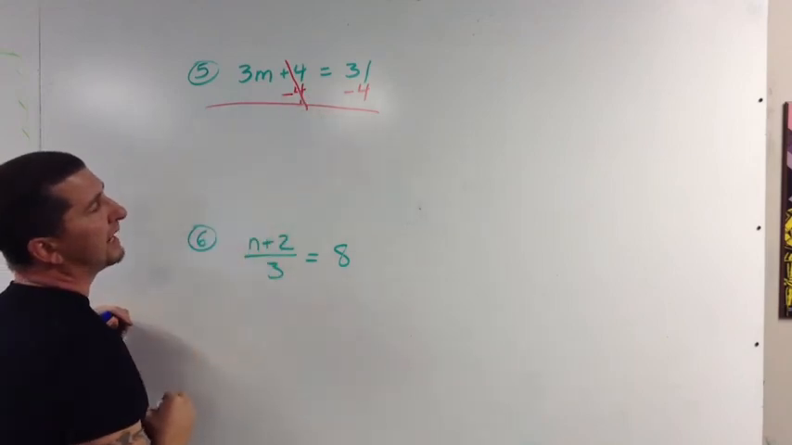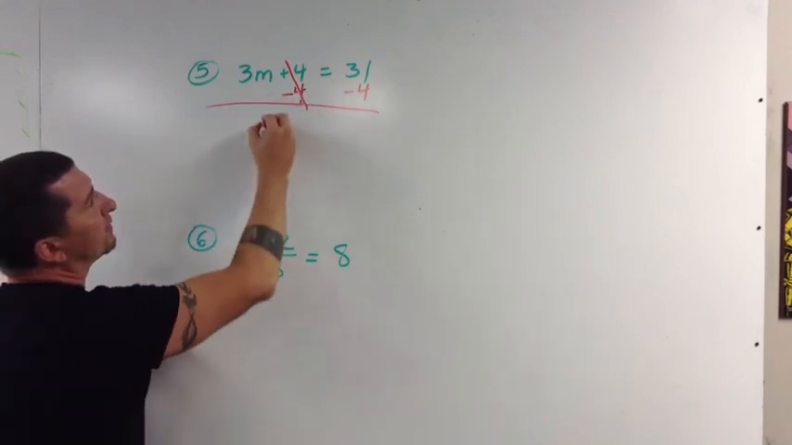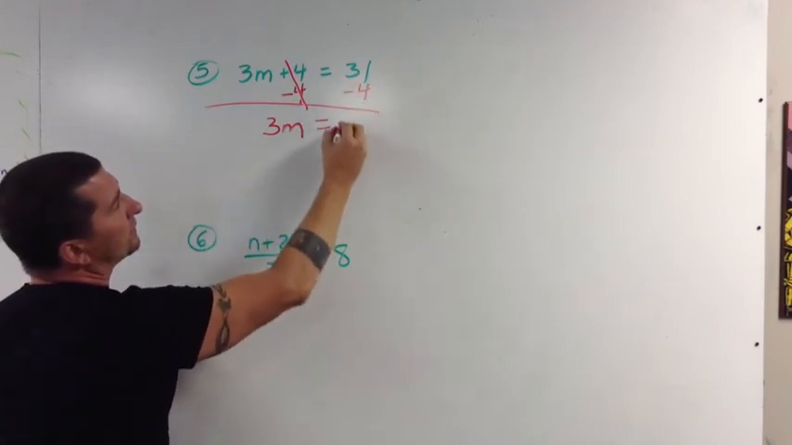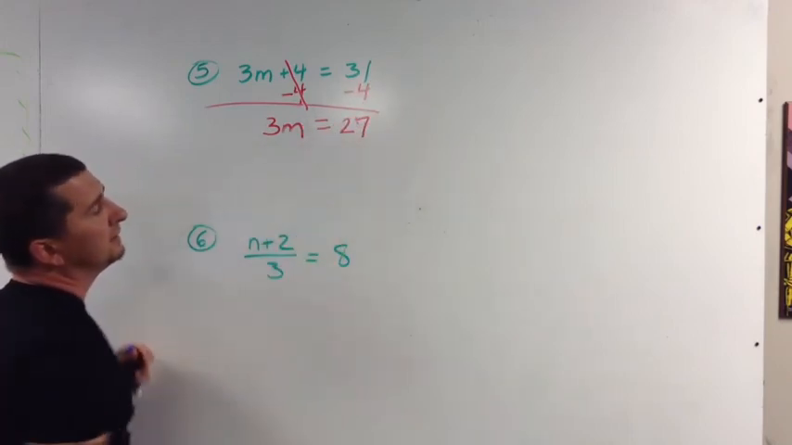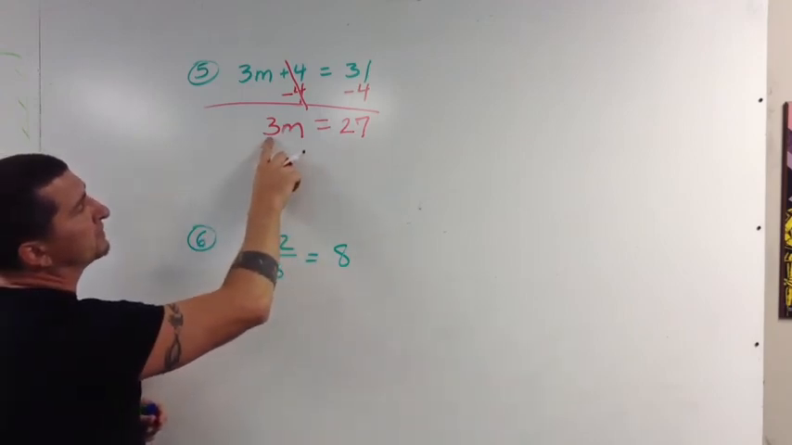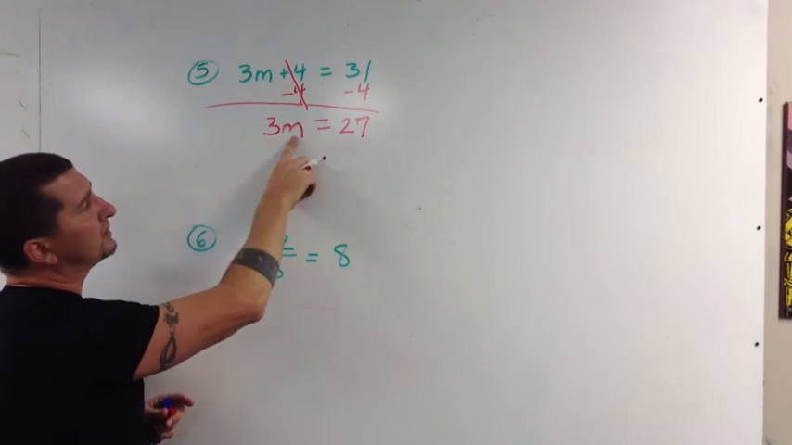Positive 4 and negative 4 cancel. Then we have 3m equals 31 minus 4, which is 27. And now the second step of this two-step equation is to eliminate the coefficient of m.